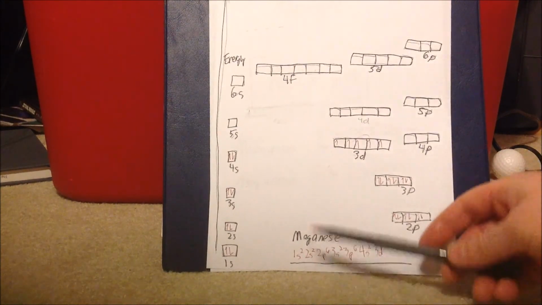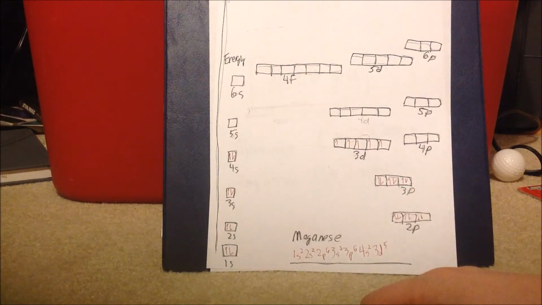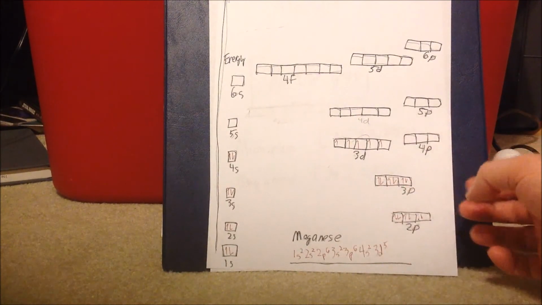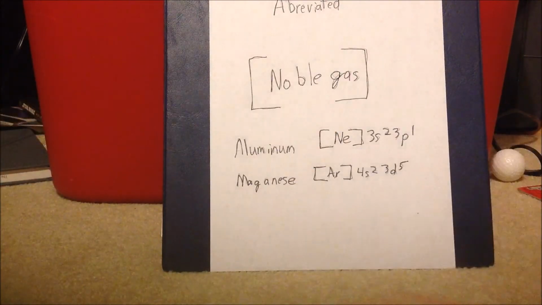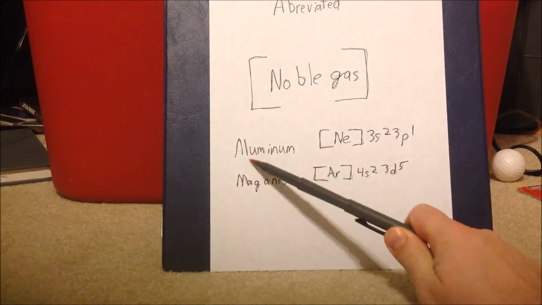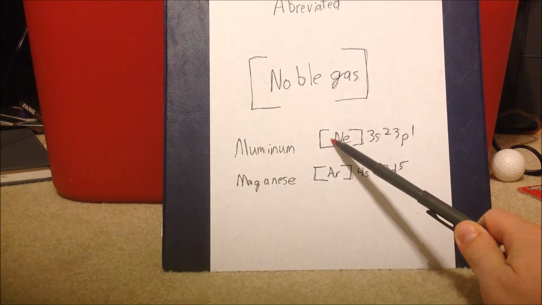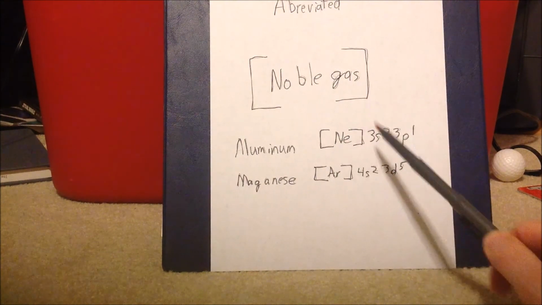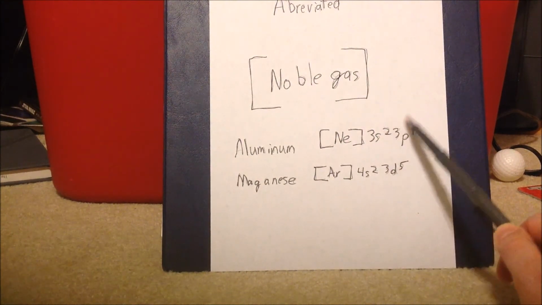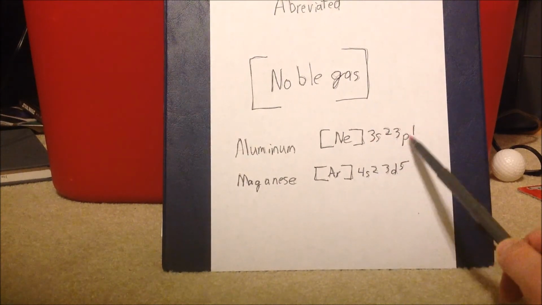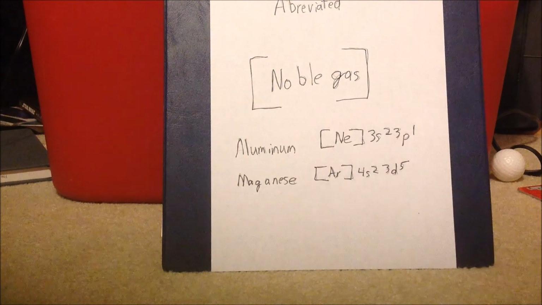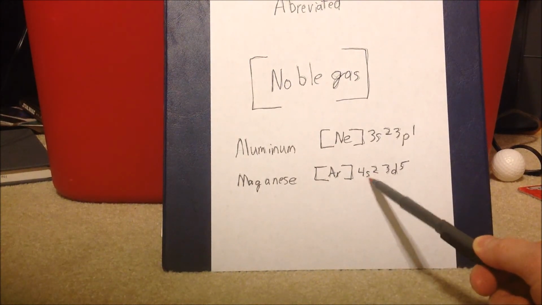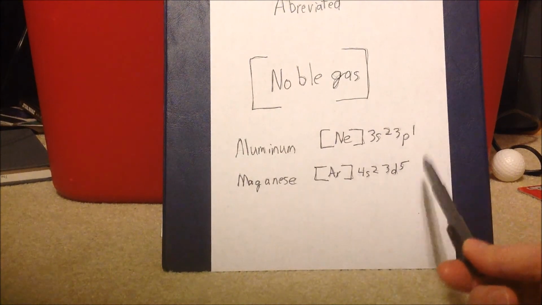Alright, so you're asking yourself, that's a long way. What happens if we had a lot? Is there a shorter way to do it? Yes, there is. You basically go back to the last full row that you did, and you call it by the noble gas. So aluminum, we could have also written as having neon's configuration, then everything that came after it that was brand new: 3s2, 3p1. Manganese would have argon's configuration, and then everything new that came after it: 4s2, 3d5. We can use this either way.